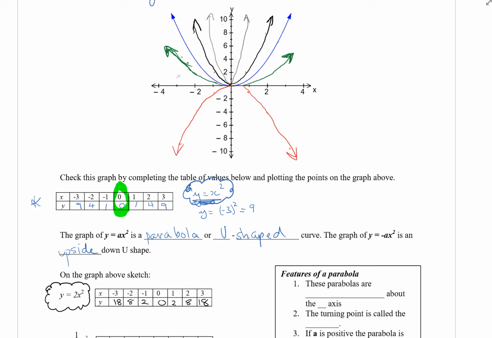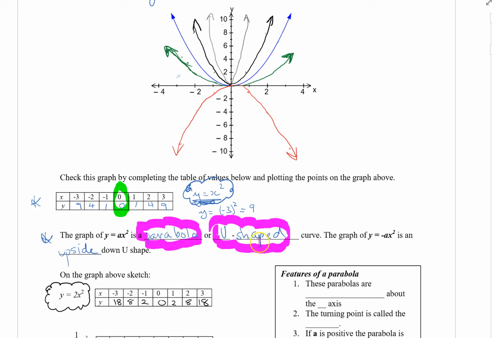Okay, it says here, the graph of y equals ax squared is a parabola or U-shaped curve. You might see it referred to that. If you haven't come across that before, please make a note of it. So two names, parabola or U-shape, and the graph of y equals minus ax squared is an upside down U-shape.